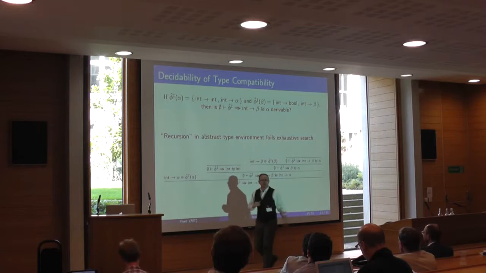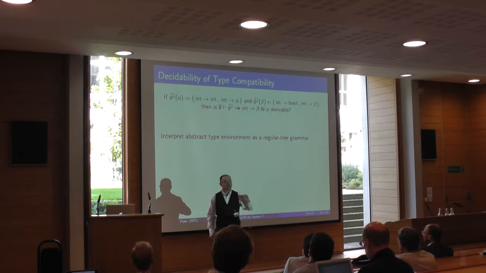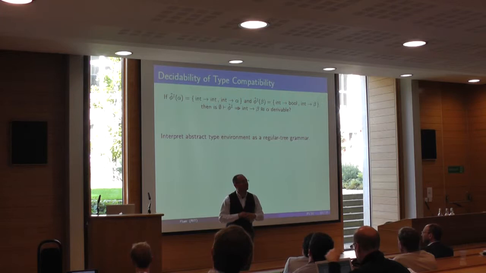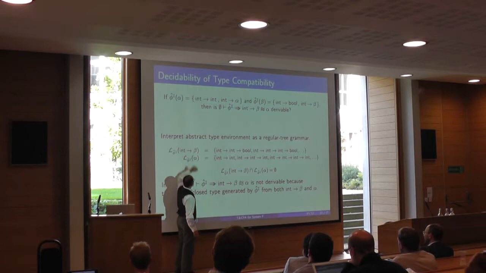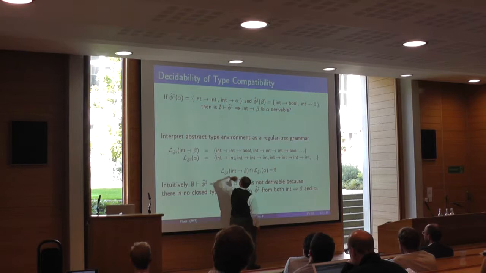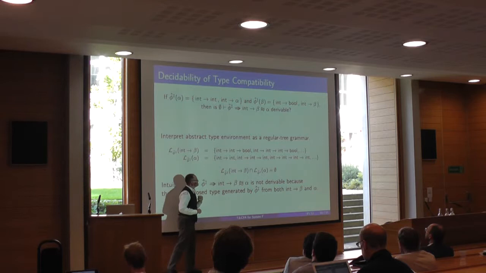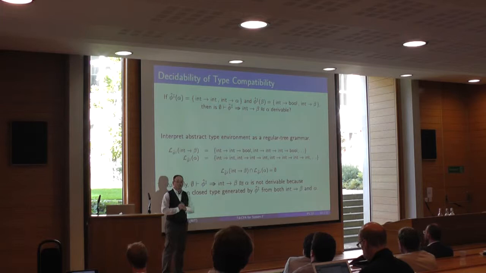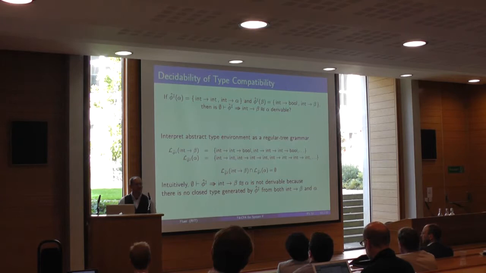So it turns out, and there's more details about this in the paper, what I can do is interpret this abstract type environment as a regular tree grammar. Okay, so think of it like a grammar. It turns out it has a little bit more structure. And so the key thing is, if I think of all of the terms that are generated by that grammar, starting from this term, I get a bunch of closed types. This one produces a different set of closed types, and it turns out that there are no closed types in common. And that's the key idea. Intuitively, this judgment is not derivable because there's no closed type that's generated from both of those starting type terms. And in a System F program, we only actually are running with closed types. Anytime any term actually does something, it's with a closed type. So if there's no closed type, it can't possibly be running.